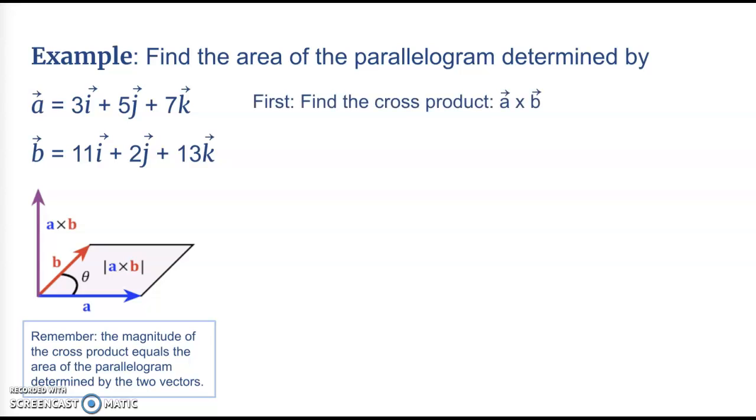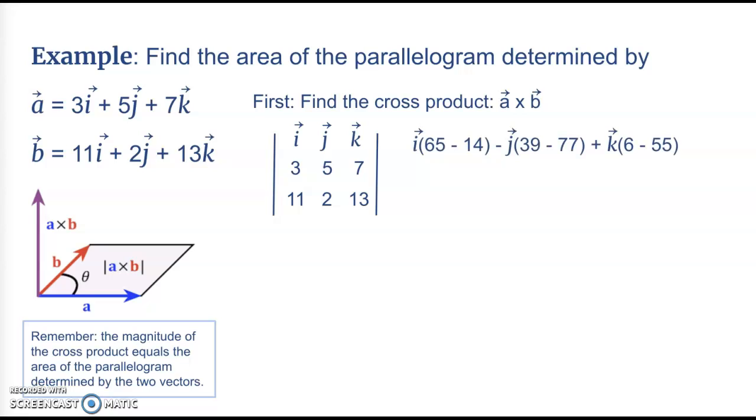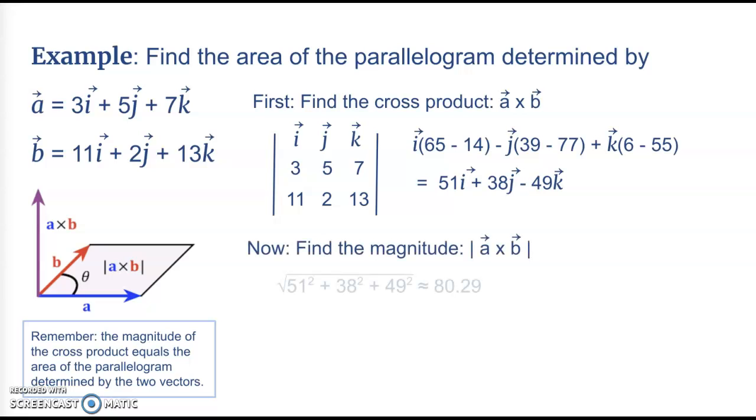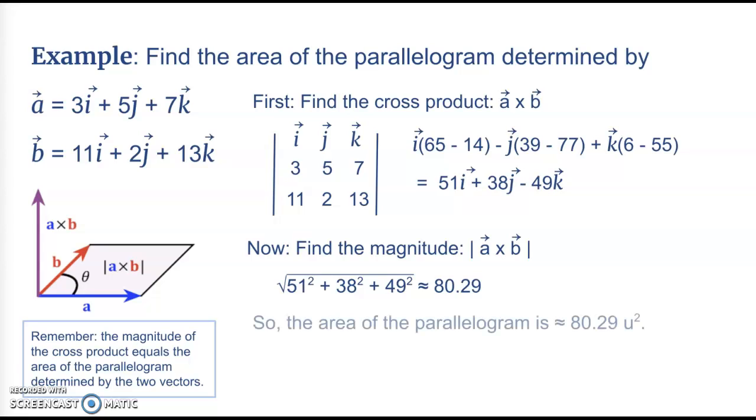So the first thing I need to do is find the cross product. All right, I'm going to do this the short way. So here is my matrix, and there is the work that I will do. And here's what it equals. So now that I know the cross product, I need its magnitude. And you'll remember how to find the magnitude. That's just the square root of each of the components squared, added up, and it's about 80.29. And that means the area of the parallelogram is about 80.29 square units.